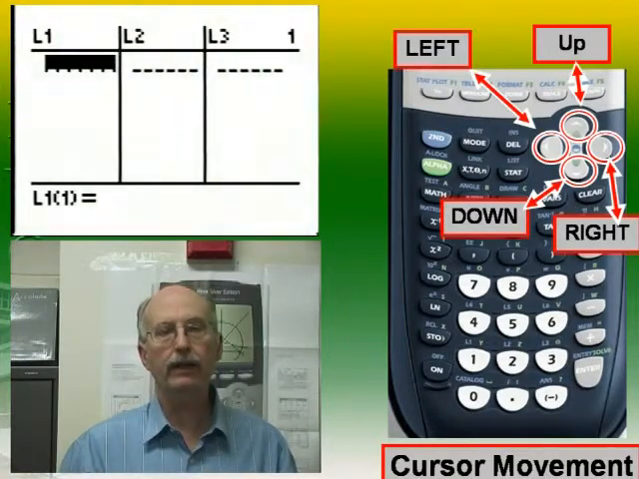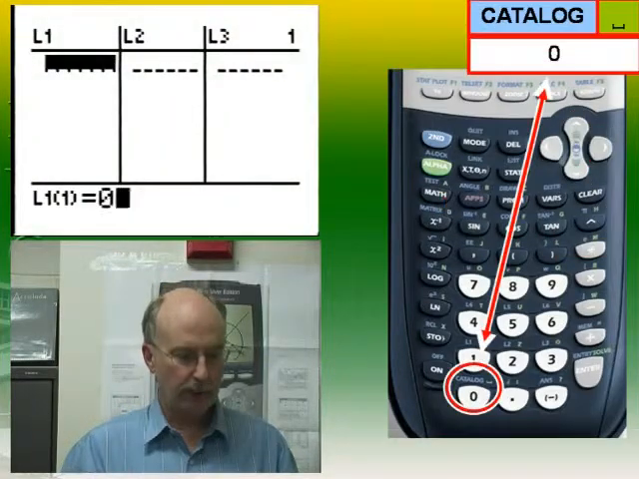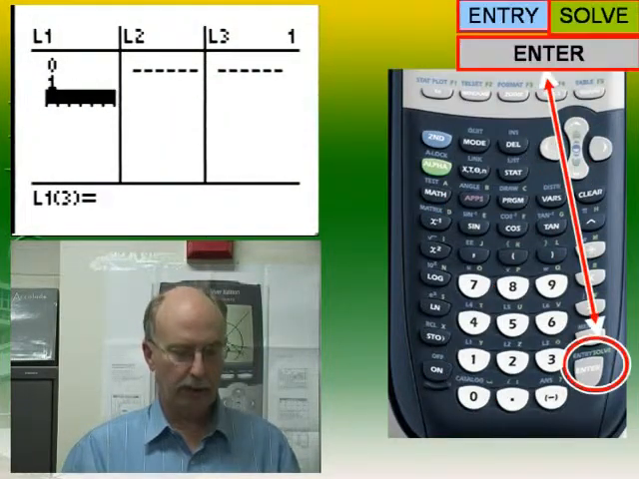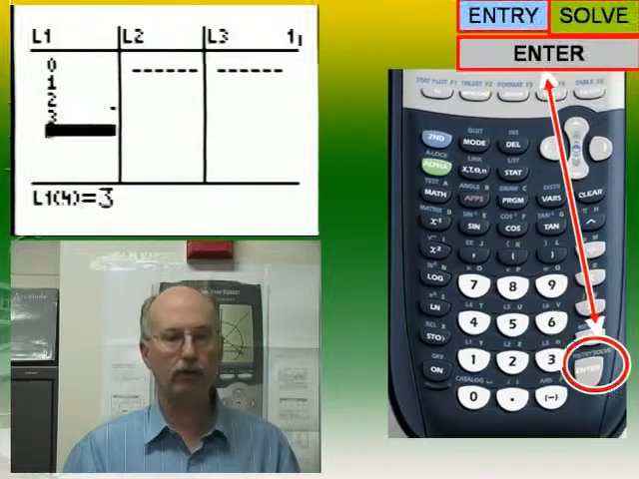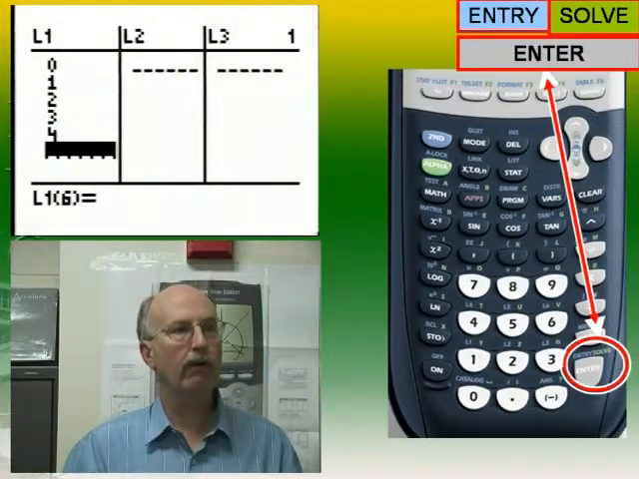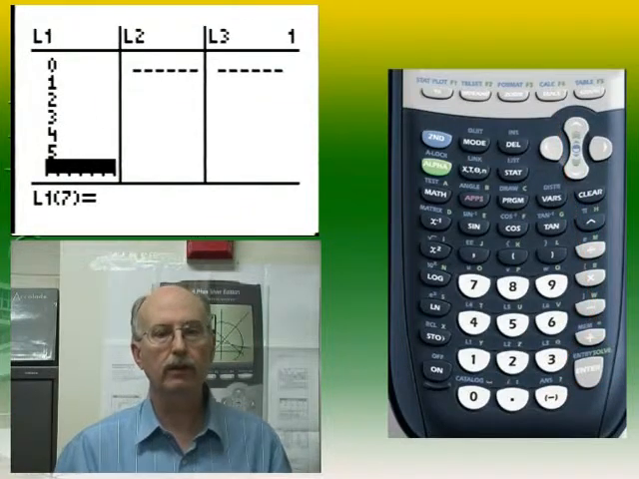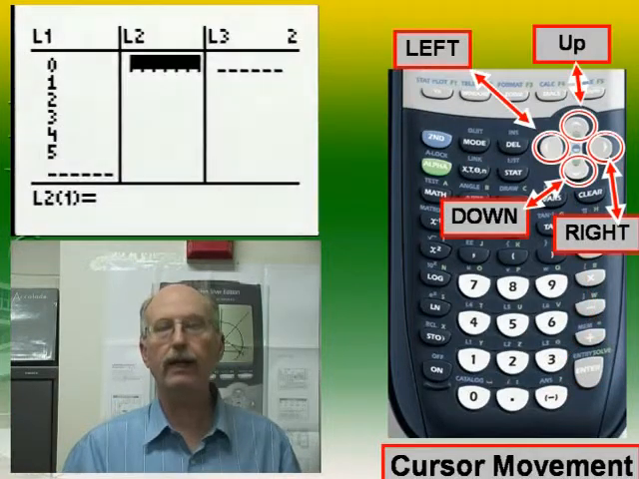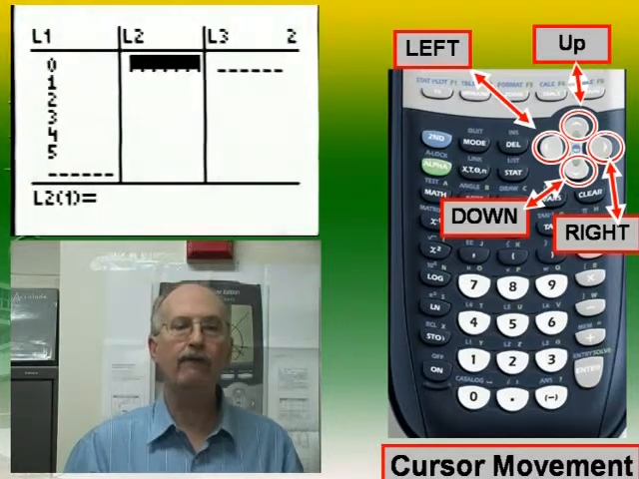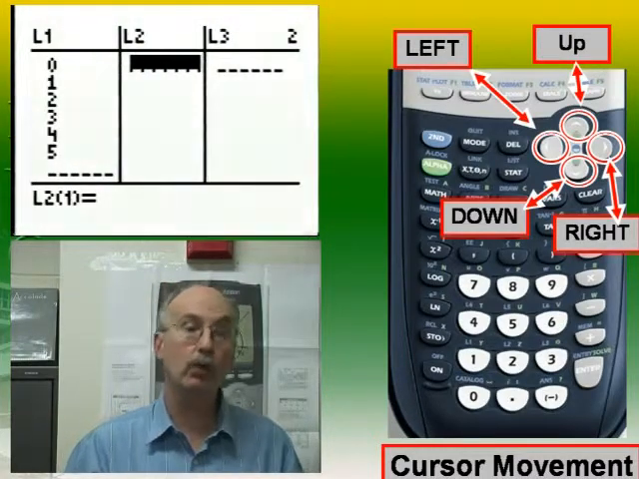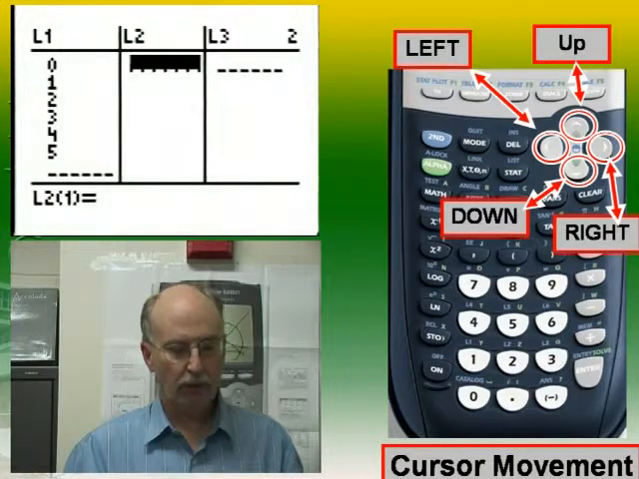Now in L1 is the number of 6s that we can throw on 5 dice. And we can throw 0, enter, 1, enter, 2, enter, 3, enter, 4, enter, or 5, enter. The most we can throw is 5 6s on 5 dice. Now in column 2, we'd like to have the number of combinations of 0 6s on 5 dice, 1 6 on 5 dice, etc. We can do that with our binomial coefficient.